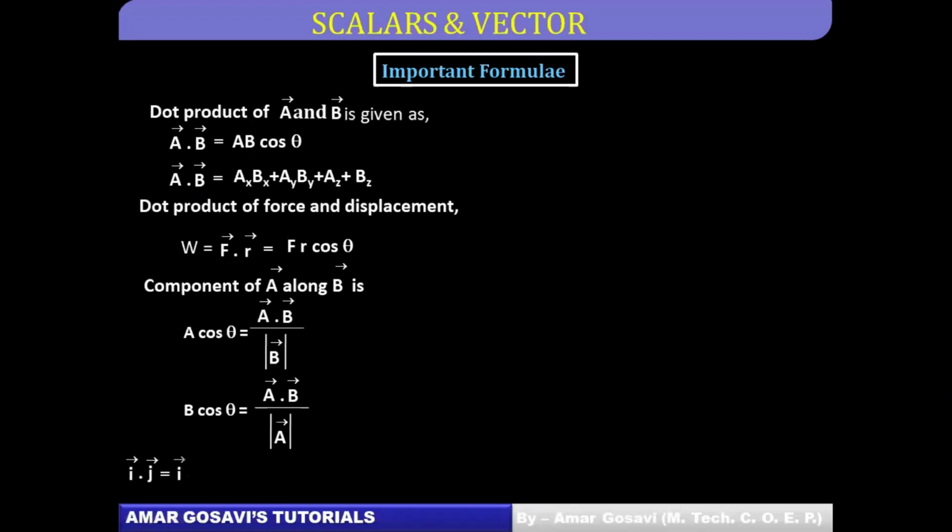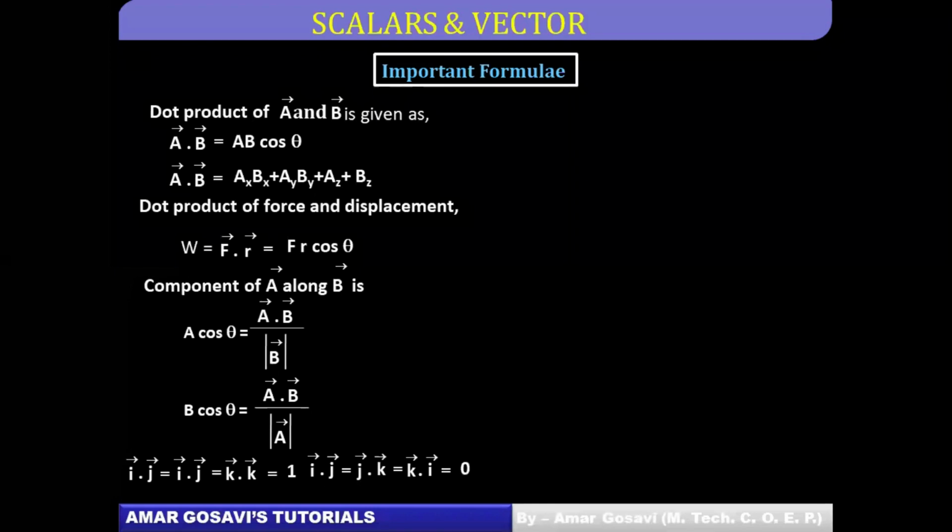Then we have seen I dot J, J dot K, K dot I. Here also you have to make a correction. I dot I, J dot J and K dot K are 1. That's the correction we need to make. Whereas I dot J, J dot K and K dot I are 0. These are all formulas related to the dot product. Make the correction over here, in I dot I and J dot J.